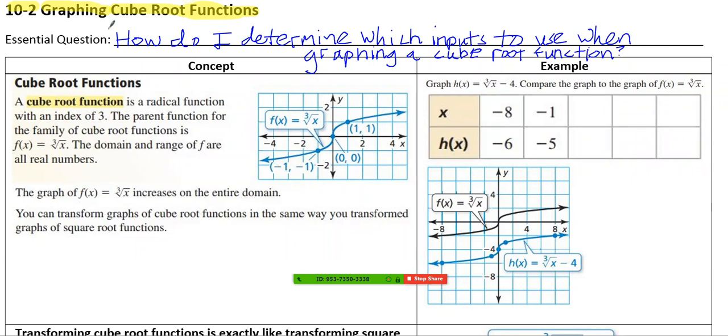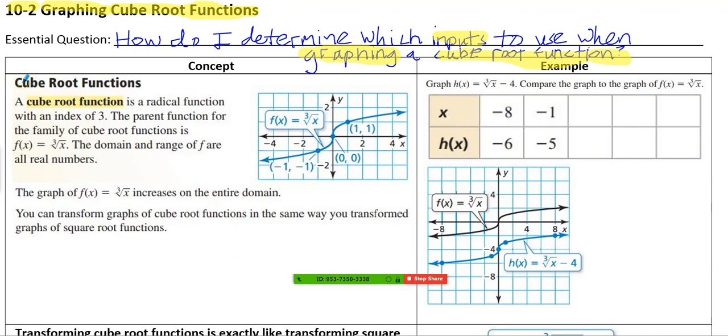If you understand the basics of how things work, you can learn all sorts of functions very quickly because you already understand things like transformations and how those transformations look. So, essential question: how do I determine which inputs to use when graphing a cube root function? Because when you're graphing it, you're going to have to determine what your inputs, your x's are, and there's a little bit of a science to that to make it easy for us.